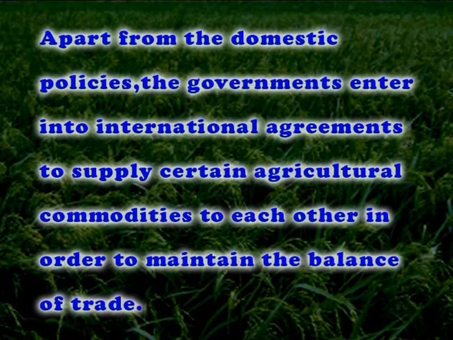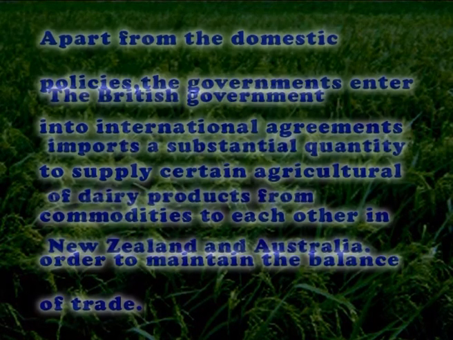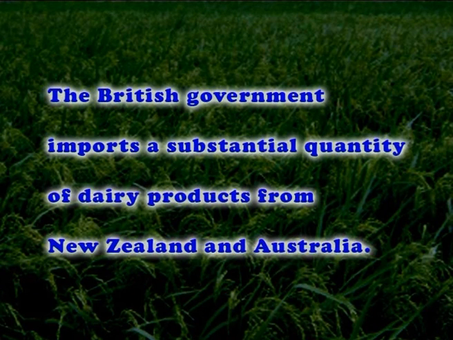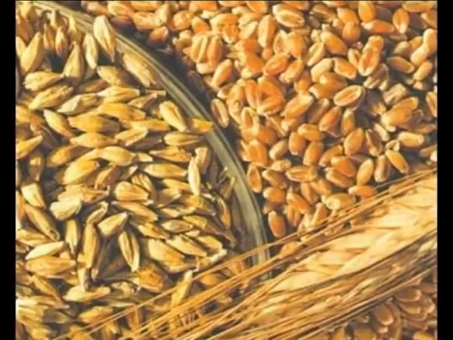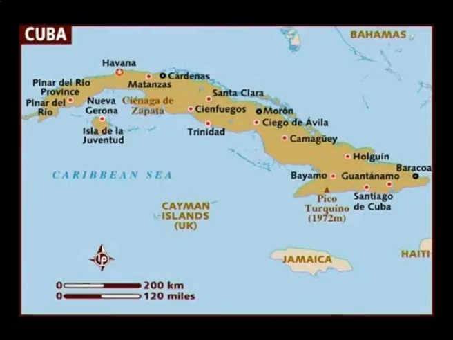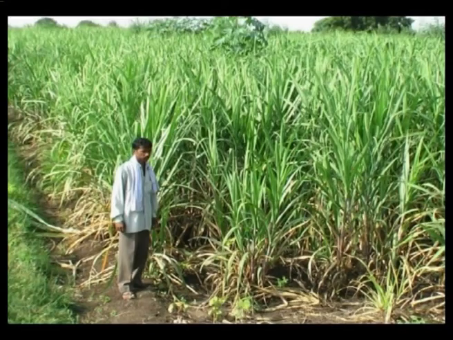Apart from the domestic policies, the governments enter into international agreements to supply certain agricultural commodities to each other in order to maintain the balance of trade. The British government imports a substantial quantity of dairy products from New Zealand and Australia. Canada and Argentina export wheat while Cuba, Indonesia and India are the exporters of sugar. These international agreements have a close bearing on the cropping patterns of different countries.